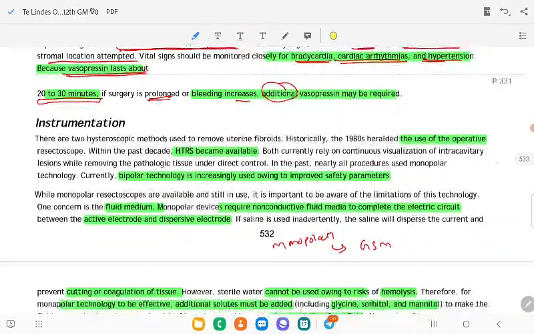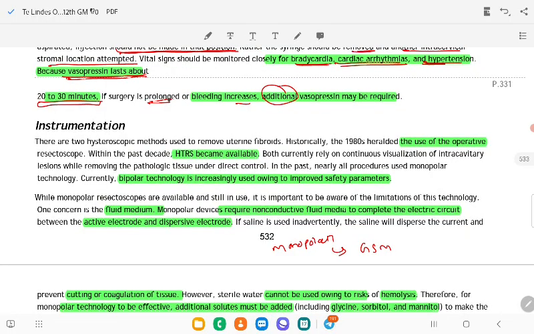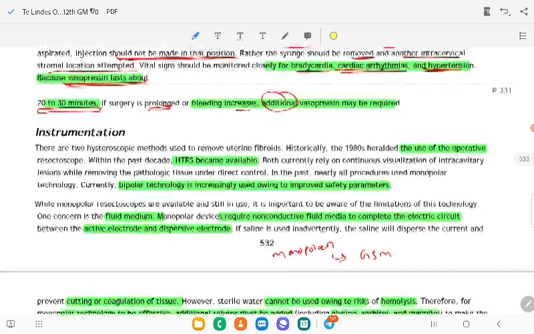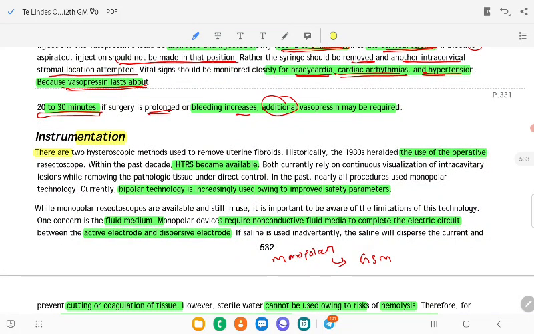Then instrumentation. There are two hysteroscopic methods used to remove uterine fibroids. One is the operative resectoscope, and the other is hysteroscopic tissue removal. Historically, the operative resectoscope was used. Within the past decade, hysteroscopic tissue removal has become available, with continuous visualization of the cavity and pathological tissue retrieval.